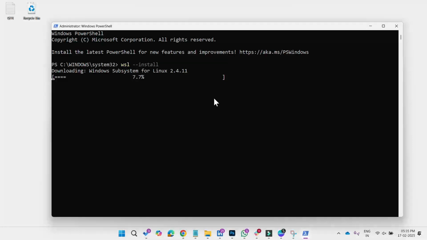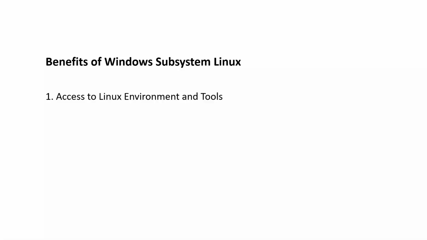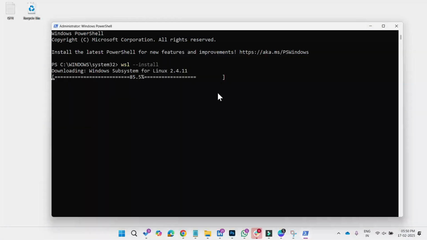While downloading, let's understand some of the major benefits of having WSL in Windows. The first benefit of WSL is that it gives you access to the Linux environment and its tools within Windows. Next, it provides you with multi-OS support for some of the major Linux distributions like Kali, Ubuntu, Debian, etc. Along with that, it allows you to work cross-platform among Linux distros as well as between Windows, and the other benefit is it's lightweight and non-vulnerable to your physical system as it runs on Hyper-V virtual machine. Now let's go back to the installation and wait for it to complete.